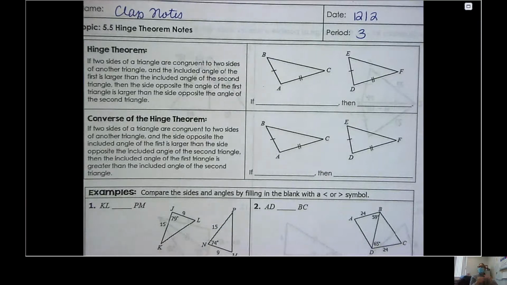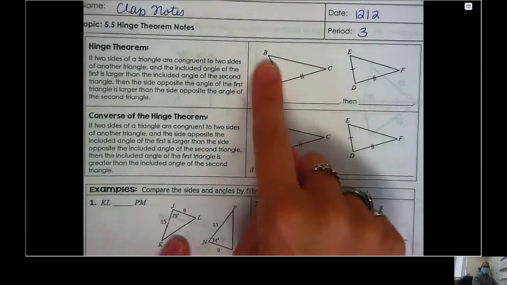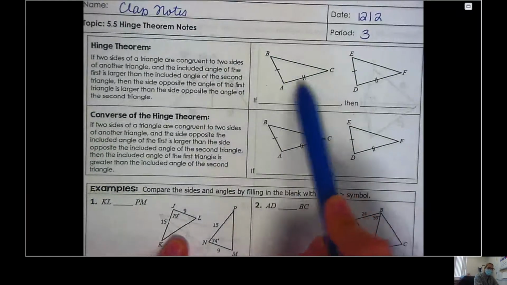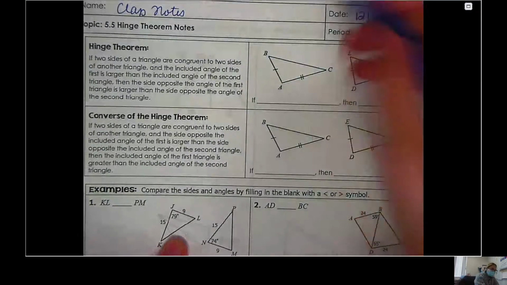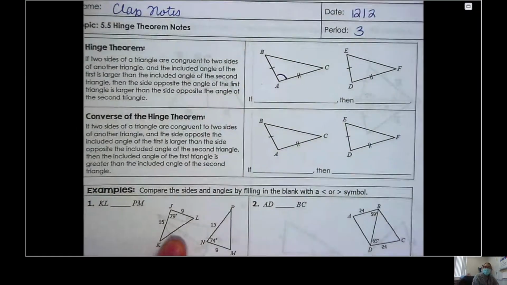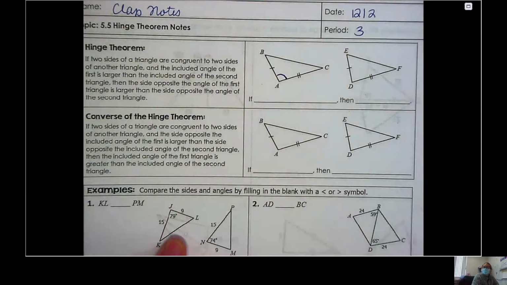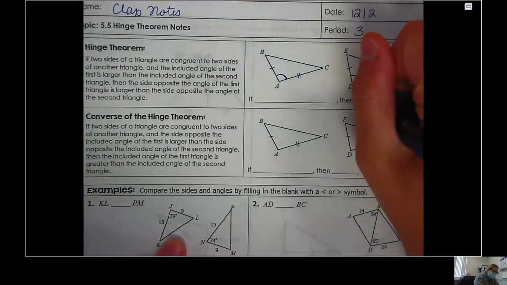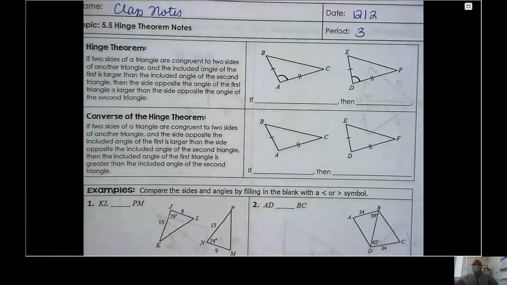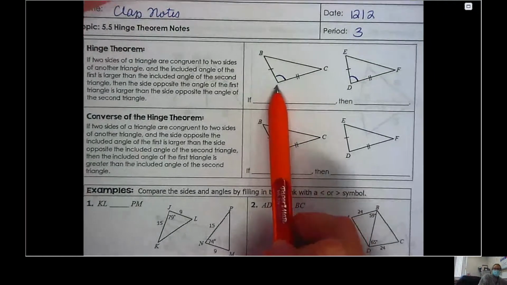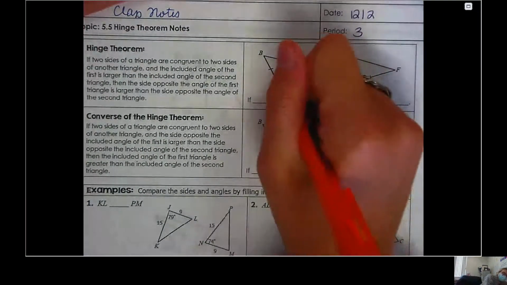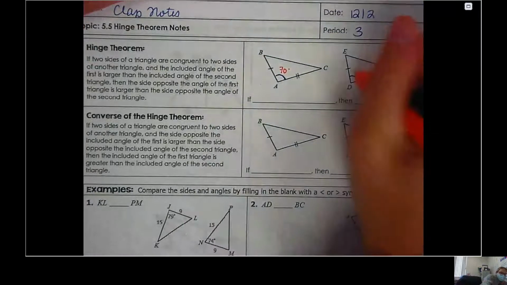The included angle is the one that touches both of the sides. So if you look at the first triangle, which angle touches these two sides? Angle A. If you look at the second triangle, which angle touches these two sides? Which angle is it? D. Okay. So if you look at the included angle, or the one that touches them, and angle A is bigger than angle D, so let's say angle A is 70 degrees, and let's say angle D is 50 degrees.